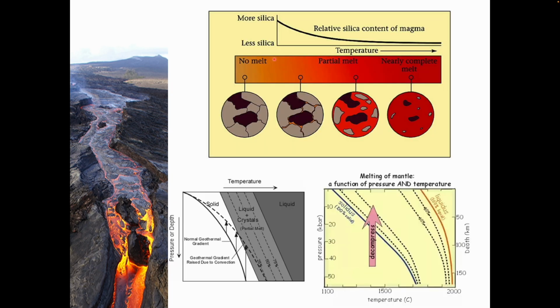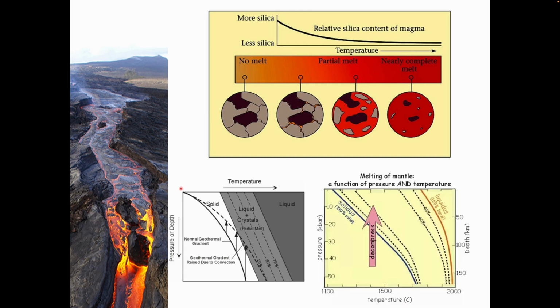This is basically how magma chambers work. You go from a no-melt situation where you have just solid rocks, and then as your, for example, temperature increases or your pressure decreases, as we've discussed, you get more and more melt. And the relative silica content will drop as you have more things melted. So you have the most silica in your igneous rocks at the lowest temperatures, and the least silica in your rocks at the highest temperatures.